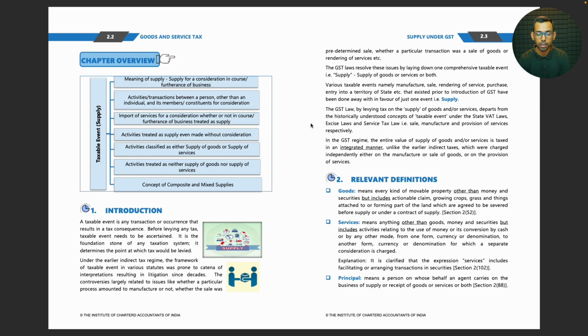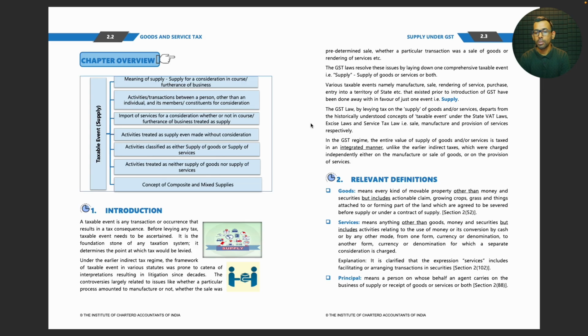Under the earlier indirect tax regime, the framework of taxable event in various statutes was prone to a catena of interpretations, resulting in litigation since decades. The controversies largely related to issues like whether a particular process amounted to manufacture or not, whether the sale was predetermined sale, whether a particular transaction was a sale of goods or rendering of services, etc.